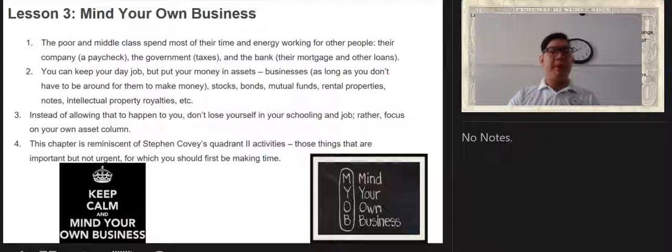Stocks, bonds, mutual funds, rental properties, notes, intellectual property, royalties, and others. Third, instead of allowing that to happen to you, don't lose yourself in your schooling and job. Rather, focus on your own asset column. And the last, this chapter is reminiscent of Stephen Covey's quadrant 2 activities: those things that are important but not urgent, for which you should first be making time.